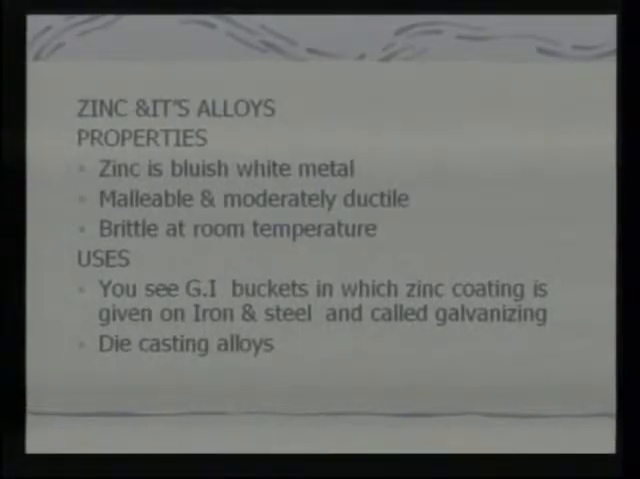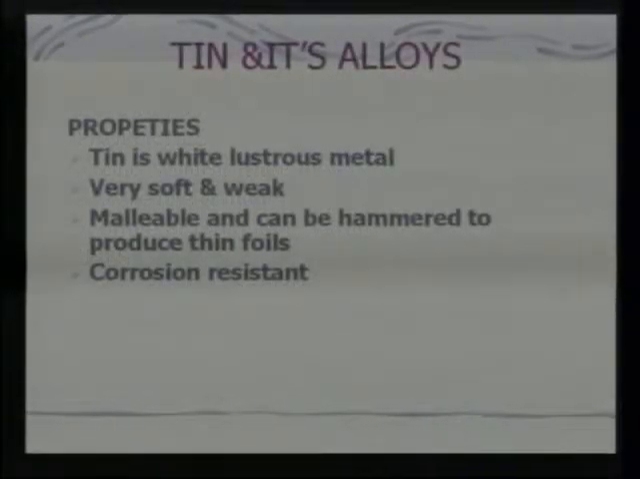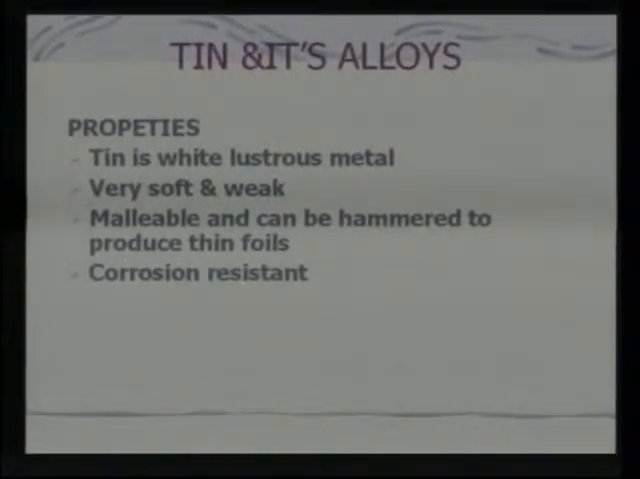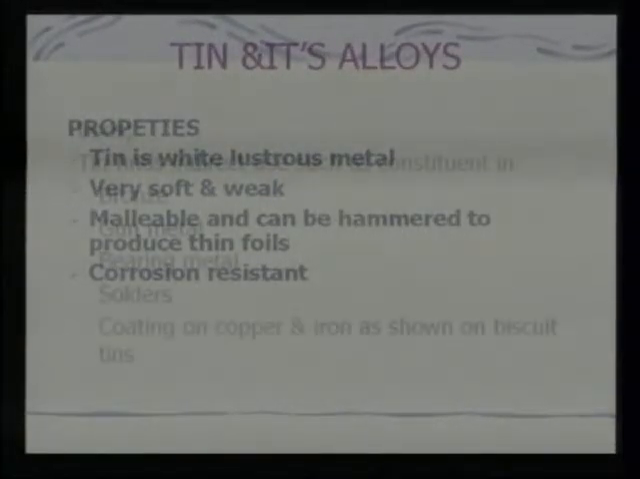The uses are like this. You see GI buckets in which zinc coating is given on iron and steel and called galvanizing. It is also used for die casting alloys. Coming to tin and its alloys, the properties are like this. Tin is white lustrous metal, very soft and weak, malleable and can be hammered to produce thin foils, corrosion resistant.